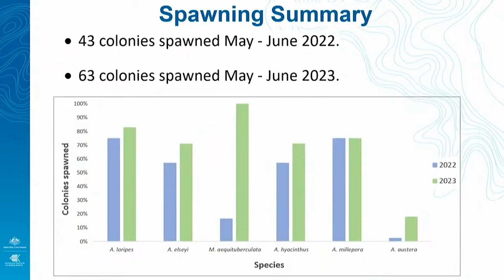In summary of those 4 spawning events so far, we've had more colonies spawn in 2023 compared to 2022. We think this is because the colonies are becoming more sexually mature in the system and possibly further synchronising into these offset profiles. So we're getting better as we go along.